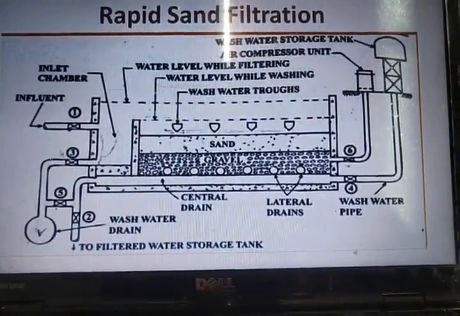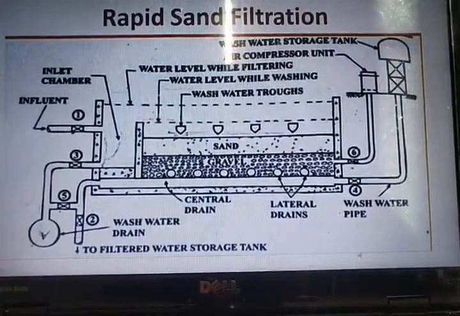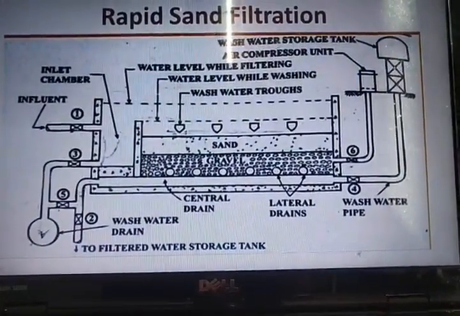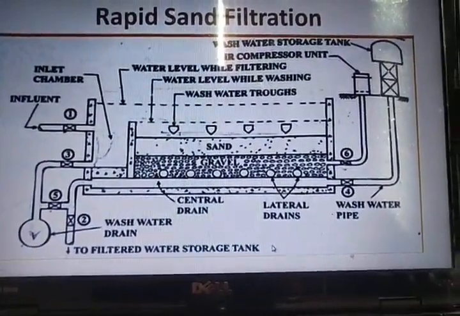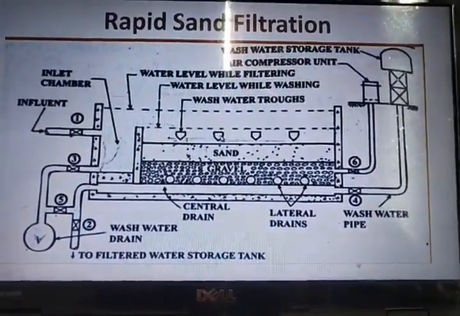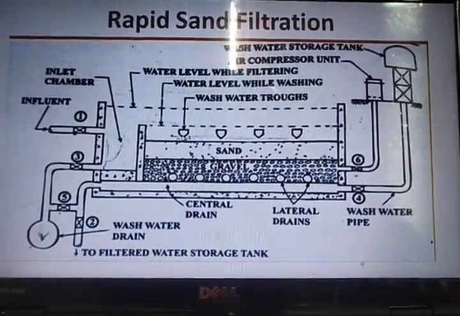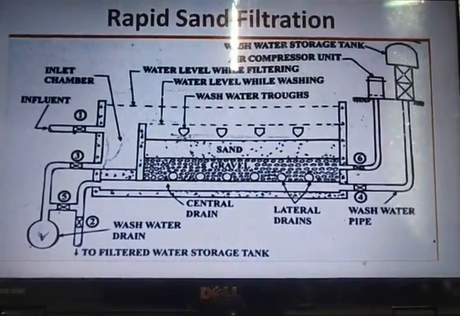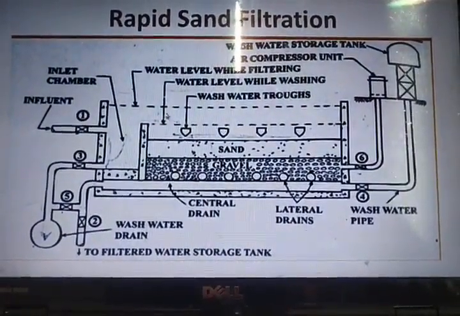Water goes through this outlet valve, that is V2, through this drain or manifold, which is collected in the filter water storage tank and sent for the next treatment unit. This is what I was telling about. These are called wash water troughs. These are meant for taking out the backwashed water and putting it out.